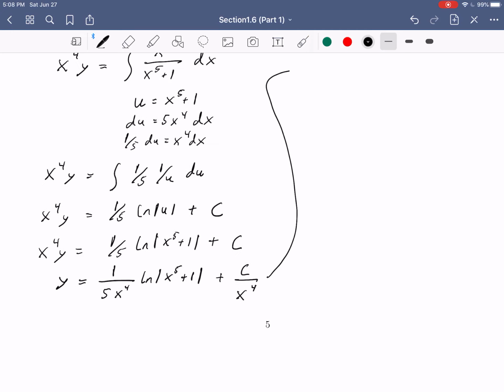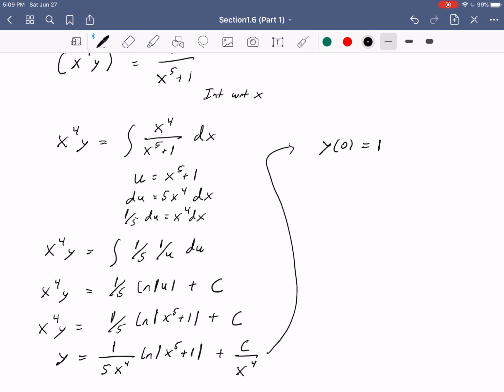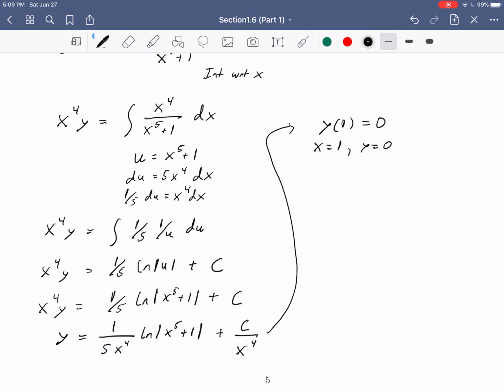So let's go ahead. We won't go all the way back up to the top so we can just sort of see it. We want y of 0 to be equal to 1. Or sorry, no, other way around. y of 1 is supposed to be 0. So that means when x is 1, y is equal to 0. Let's throw that stuff in.